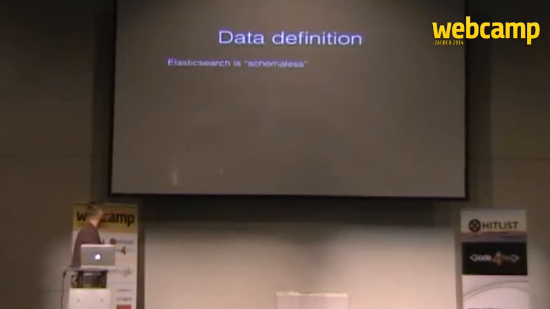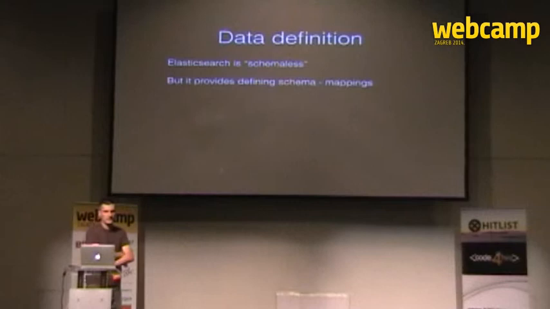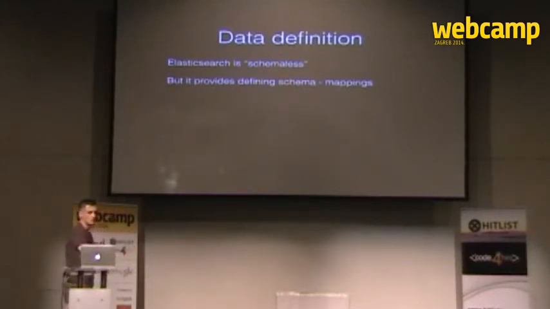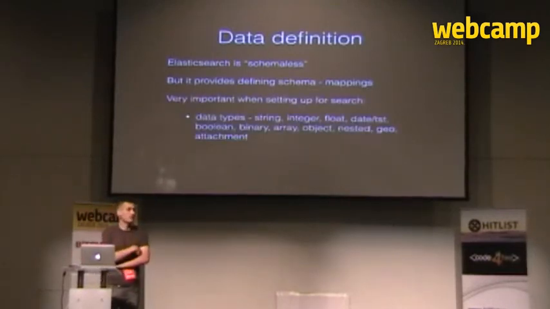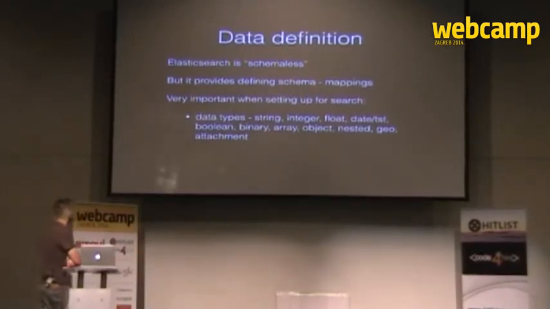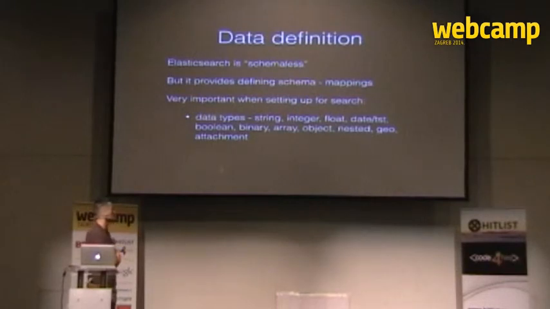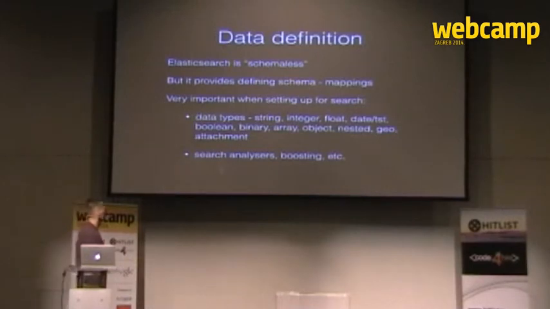Regarding data definition type of interactions, Elasticsearch is schemaless, but you can define a schema. They call it mappings in Elasticsearch. In mappings, you can define various things. All of these things relate to the search setup. So you can define various data types, if it is string, integer, float, and so on, and you can define complex data types like array, or object, or nested, or geographical data, or even attachments. And search analyzers and boostings and a plethora of other options you can define in the mappings or sometimes in the query, when querying the system.